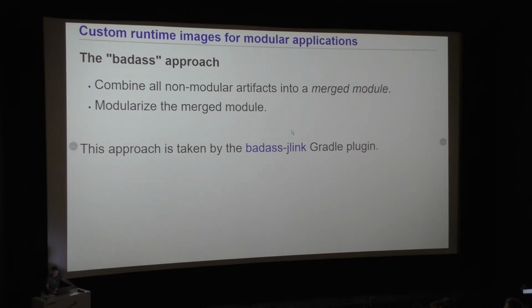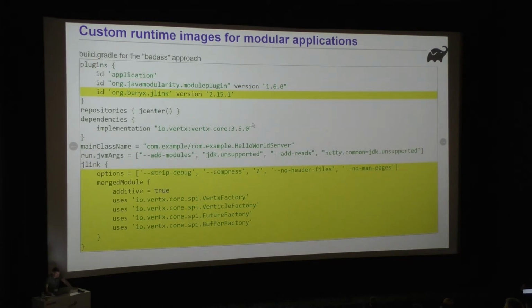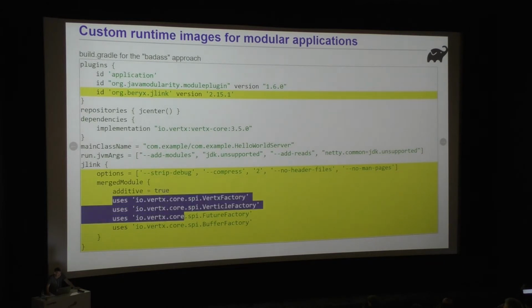And using this plugin for our web application, after applying the plugin, we have the possibility in this jlink block to pass some additional options to jlink, and we can also tweak the content of our merged module. Most of the time this is not necessary because the plugin will infer what to put in the module descriptor of our merged module, but sometimes it may miss some information. For example, in the case of our Vert.x application, it missed some services used by this application, and that's why we need to add them explicitly here.